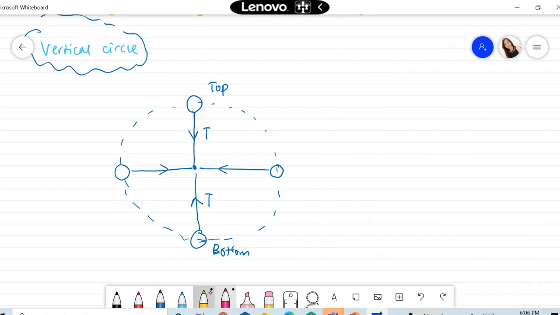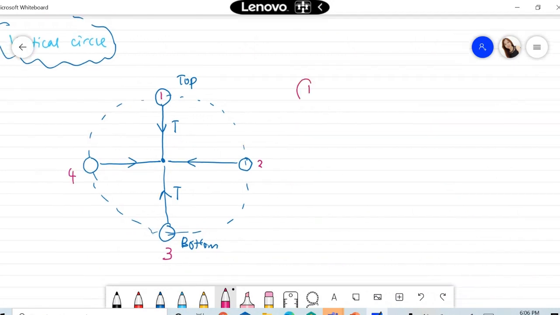Okay, we have a few locations. Let's say this is number 1, this is number 2, this is number 3, this is number 4. So at location 1, which is on top, summation of F is equal to MA. So this one is centripetal force. It's always toward the center. So if you look at this diagram, I have the mg as well. Mg is always directed downward.